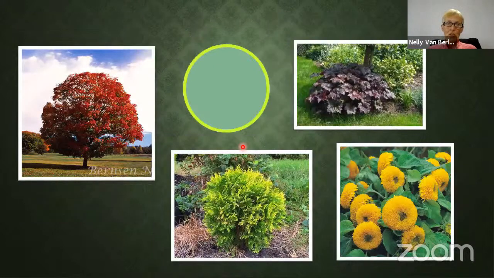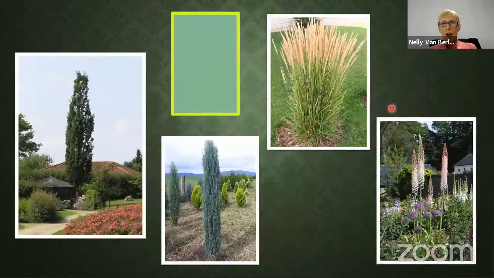Mounding forms or spherical forms: a beautiful maple, quite round, a globe cedar, again, very round, teddy bear sunflower, big round flowers on that one, and a mound of heuchera, again, very circular in shape. Columnar or rectangular, and you get skyrocket juniper, columnar oak, Carl Foerster grass here, Calamagrostis Karl Foerster, very columnar, and the foxtail lily, very columnar flowers on that one too.